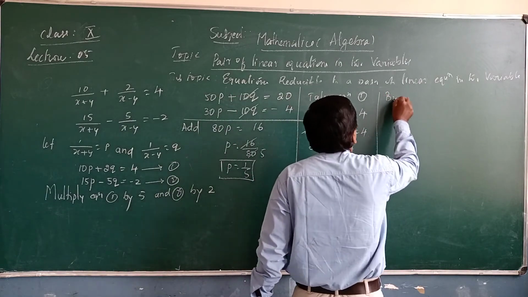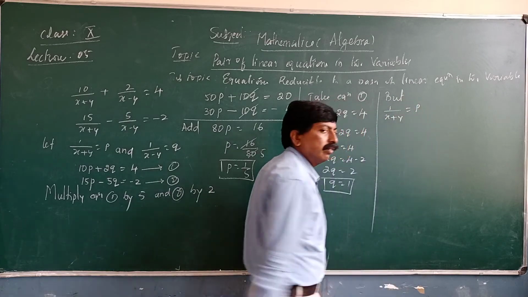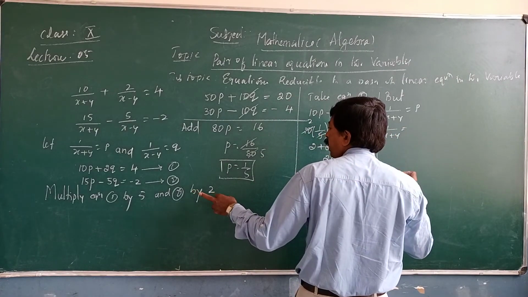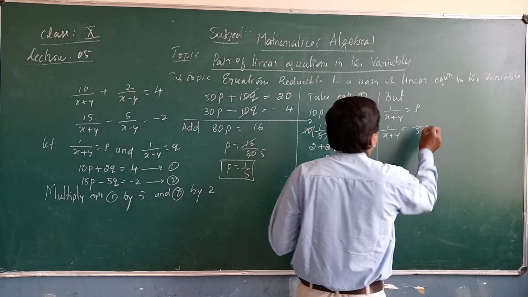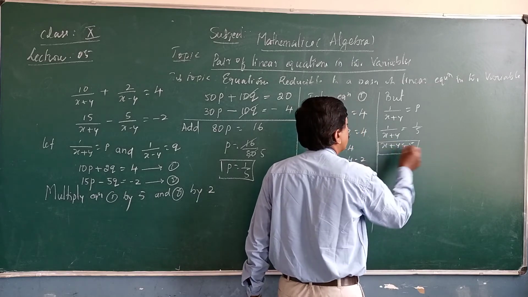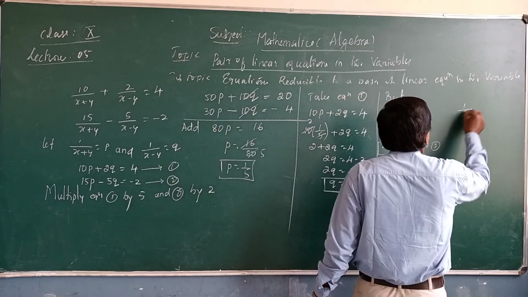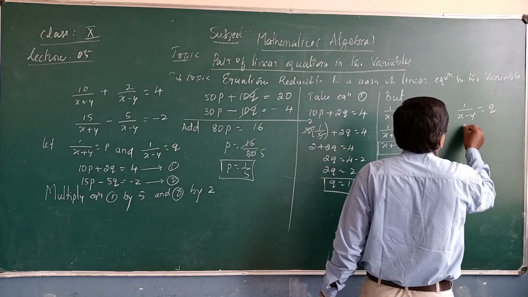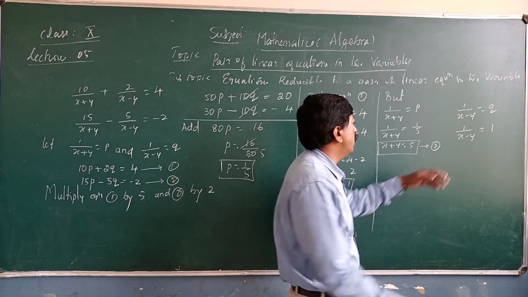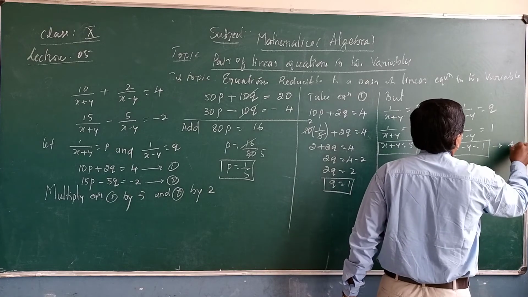But we know that 1 divided by x plus y is p. Now 1 divided by x plus y is equal to p, which is 1 by 5. So it is x plus y is equal to 5. We got another equation. Call this as 3. And we know that 1 by x minus y is equal to q, which is 1. Simplify this one. So x minus y is equal to 1. Call this as equation 4.